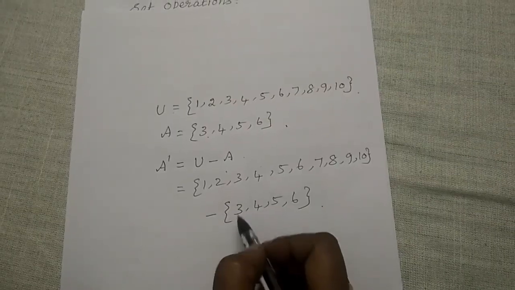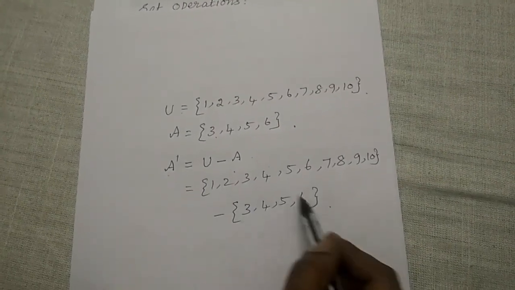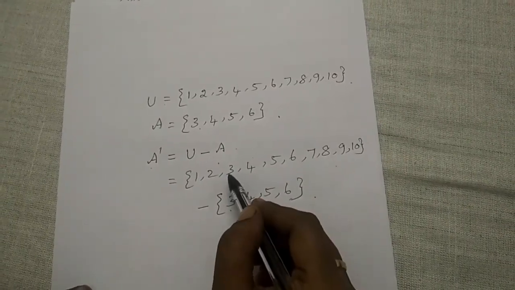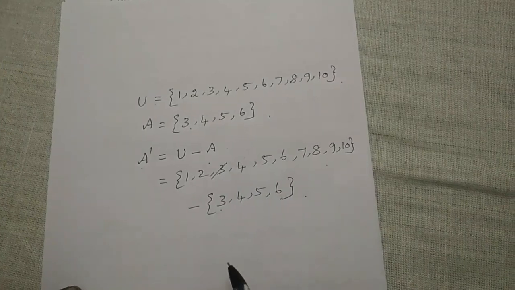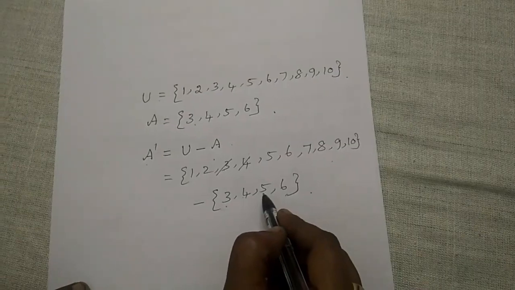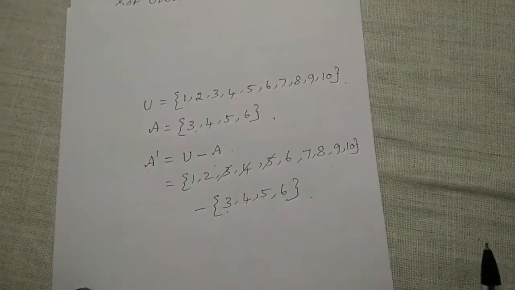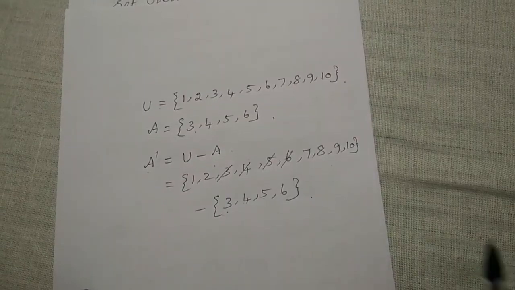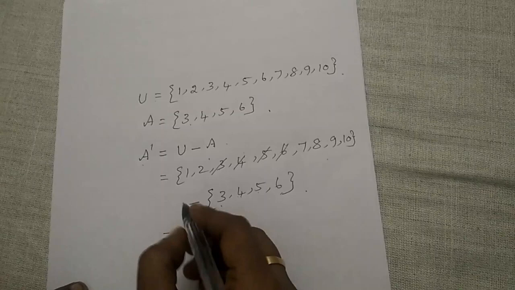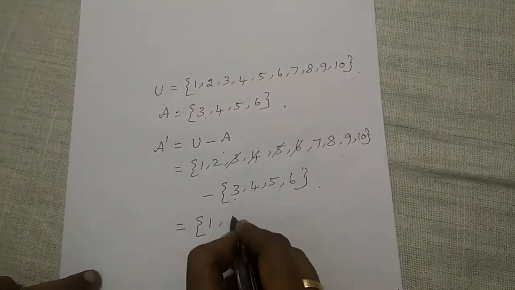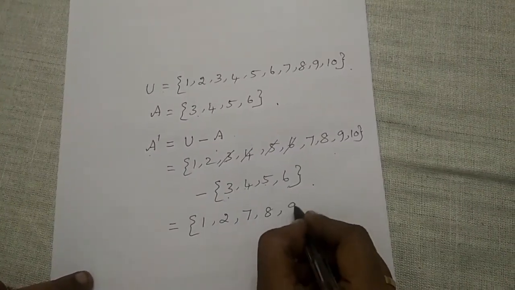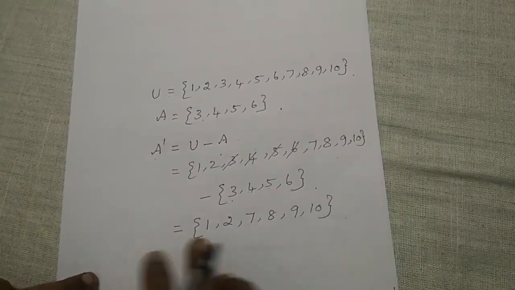A complement means except this A, the remaining universal set. 3 is in the universal set, so we cut this one. 4 is in the universal set, cut it. 5 is also there, then 6 also. The remaining universal set is the A complement. Therefore A complement is 1, 2, then the remaining values 7, 8, 9, 10. Are you clear?